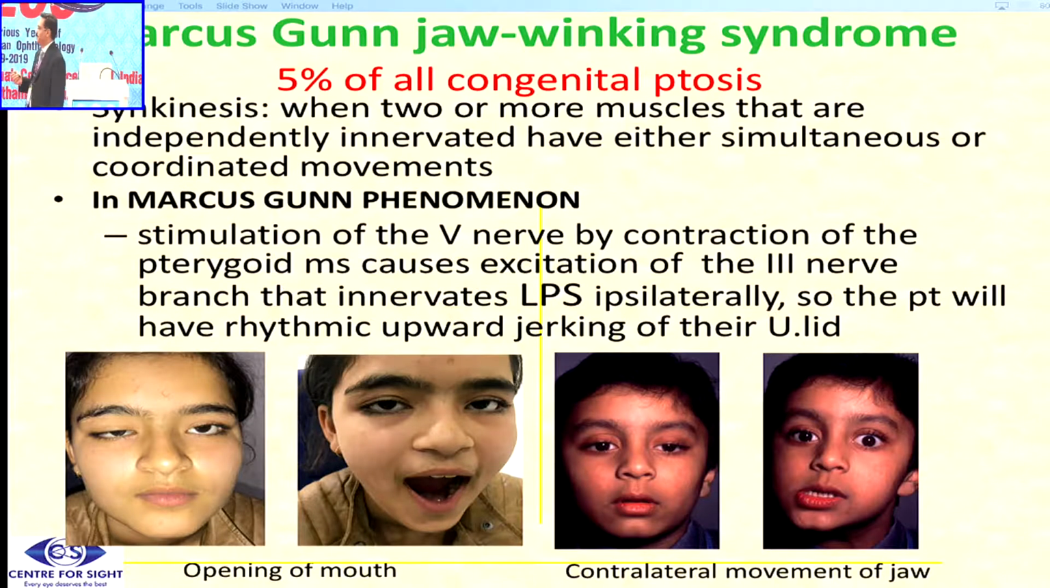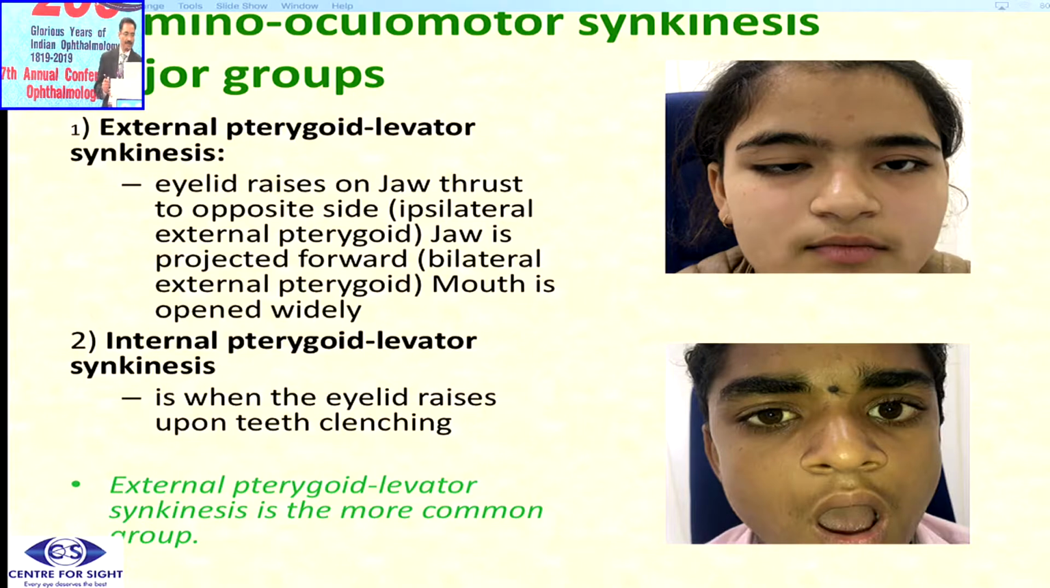Marcus-Gunn jaw winking ptosis, yet another cause of complicated ptosis. It is there in 5% of all congenital ptosis. Here there are aberrant connections between fifth nerve and third nerve, and stimulation of fifth nerve by contraction of pterygoid muscle will create excitation of third nerve and thereby elevation of ptotic eyelid. So there will be elevation of upper eyelid by opening of mouth or by stimulation of pterygoid, and all which is there by contralateral movement of jaw. We will discuss these things in little detail also.